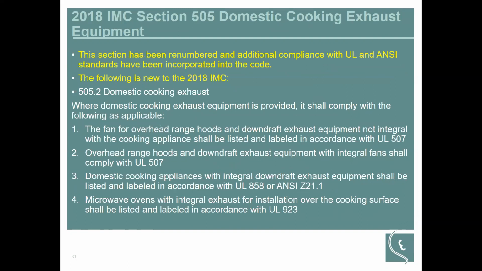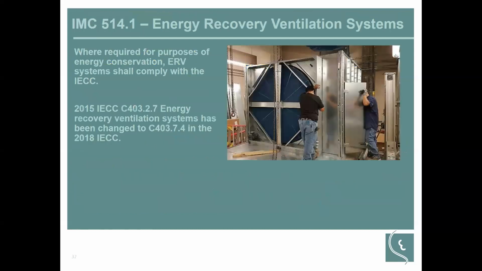Domestic cooking exhaust equipment. This section has been renumbered, and additional compliance with UL and ANSI standards have been incorporated in the code. So as you can see, the following 4 points are all new to the 2018 IMC. I suspect that it's really not going to change any of your design practices, but they've just expanded this section to include these UL and ANSI requirements or standards. It's just a little more detailed.